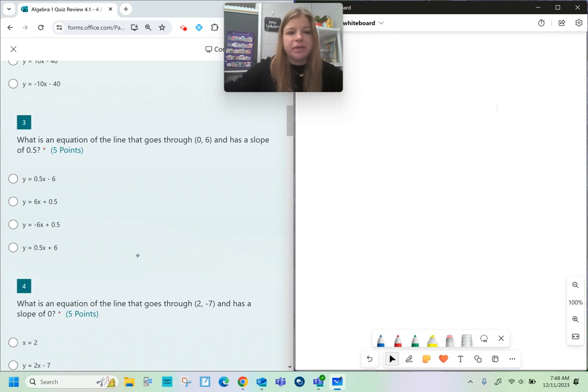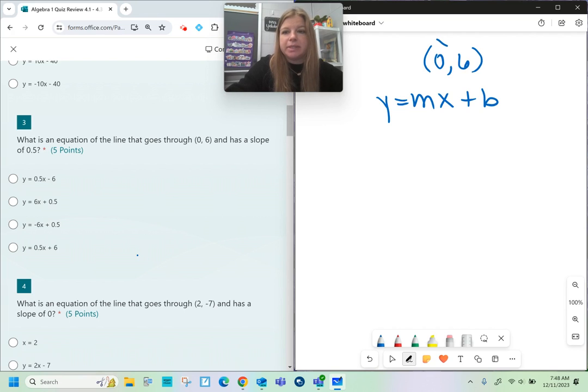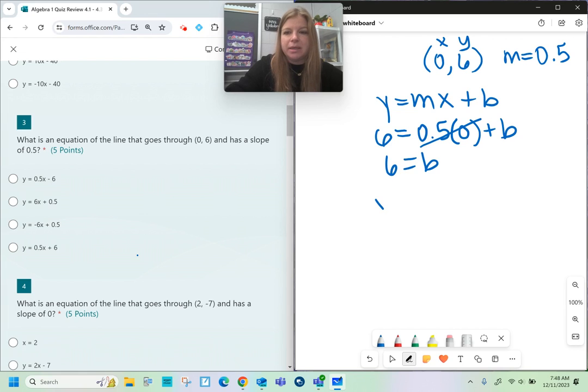Number 3, what is the equation of a line that goes through 0, 6 and has a slope of 0.5? So I'm going to show you two different ways to look at this problem. First of all, I have an ordered pair, 0, 6. My 0 is my x, my 6 is my y, and my slope is 0.5. I would take the slope and the ordered pair to solve for b to write my equation. My y is 6 equals my slope 0.5 times my x value of 0 plus b. 0 times anything is just 0, and I get 6 equals b. So my equation is y equals 0.5x, because 0.5 was my slope, plus 6.